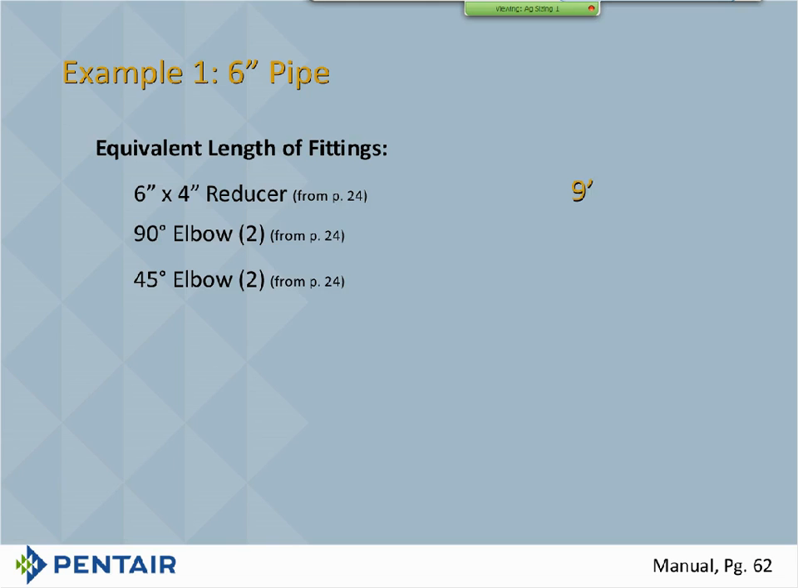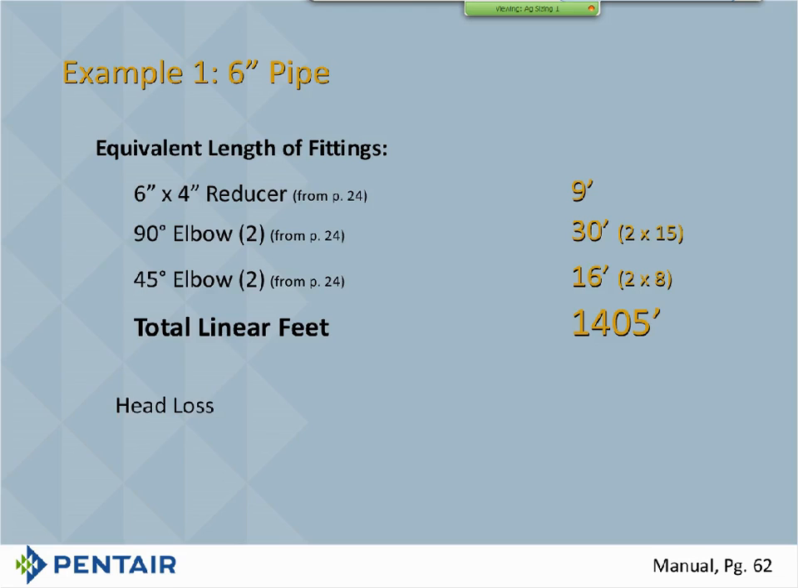So we fill those numbers in. 9 for the reducer, 30 because we've got 2 elbows, 16 because we've got 2 45s. If we add that total length of pipe together, don't forget we got 1350 from the other page, we're going to wind up with 1,405 feet of pipe. If I take that 1405 and divide it by 100, I come up with 14.05 100-foot lengths of pipe.